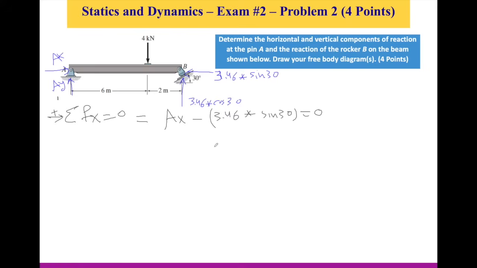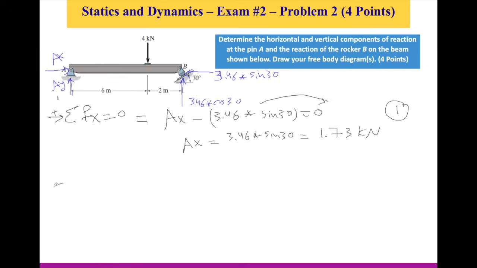I can find Ax. From this, you can move the minus 3.46 multiplied by sine 30 to the other side. It becomes positive. So Ax is going to be 3.46 multiplied by sine 30, and that equals 1.73 kilonewtons. If you have that correct, you will get your point, 1 point out of 4.